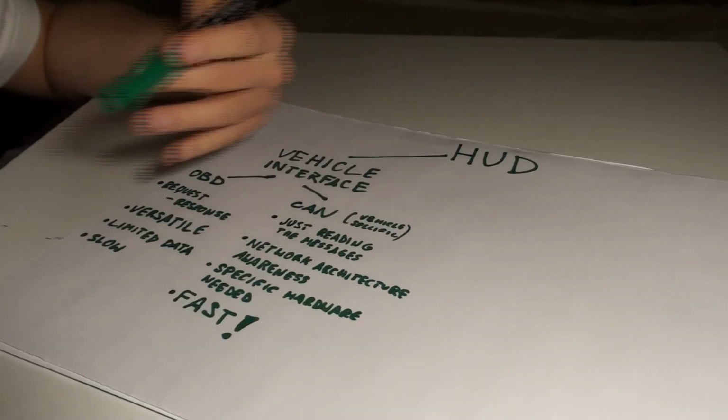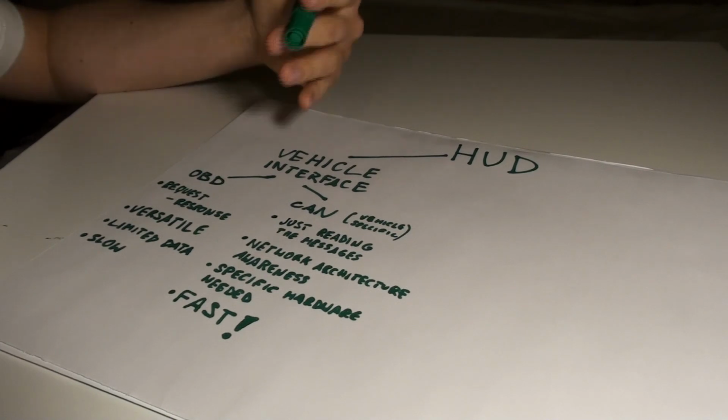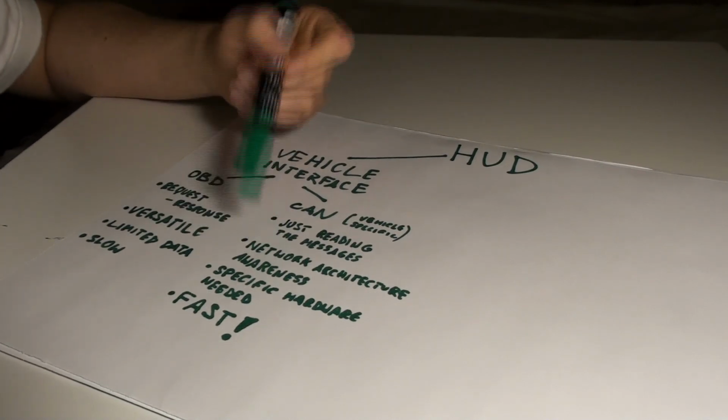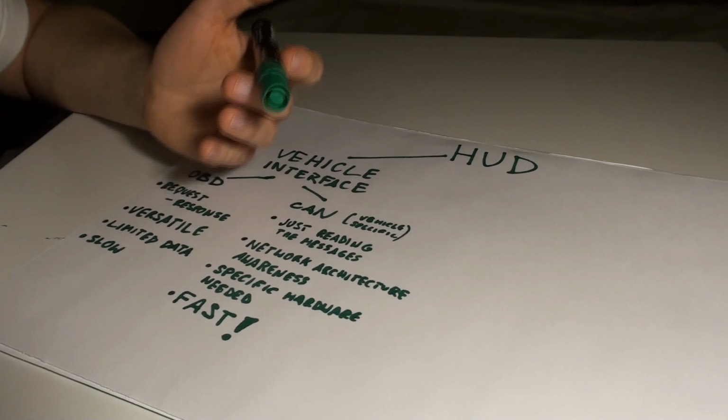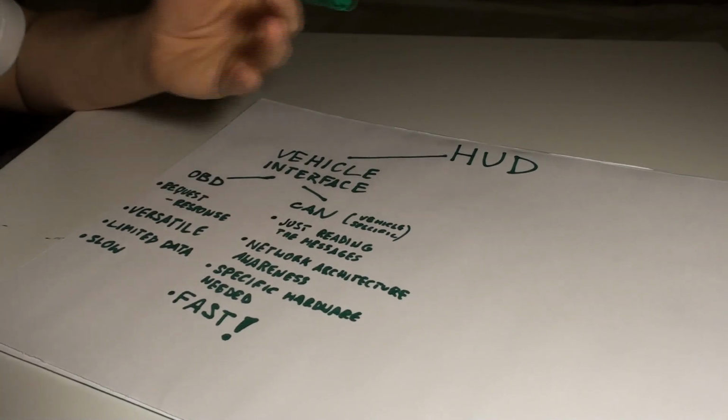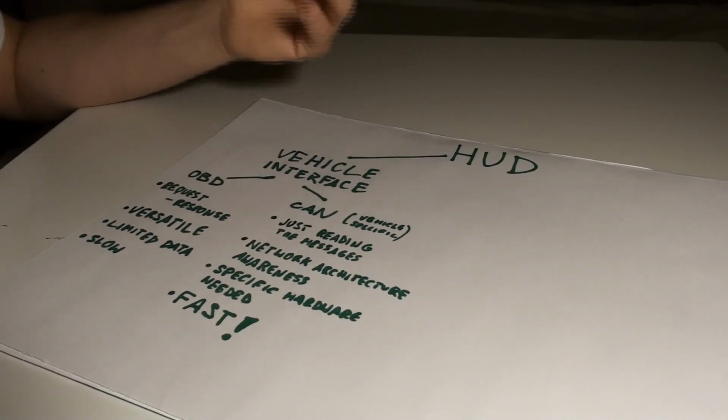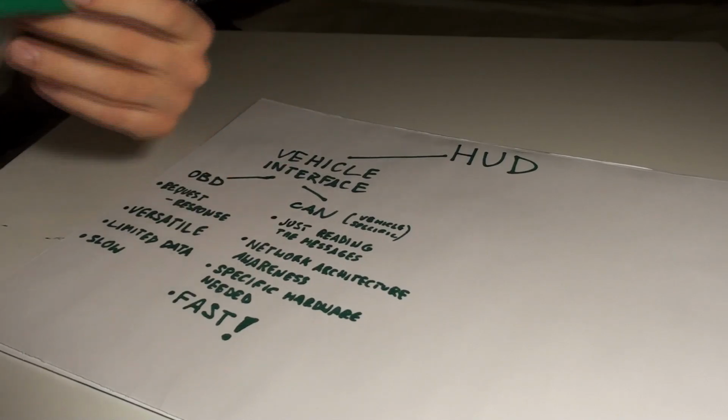Okay, now that we know where our desired information is available, now it's time to analyze how to obtain that information, in what format it is broadcast on that bus, and how to read it.